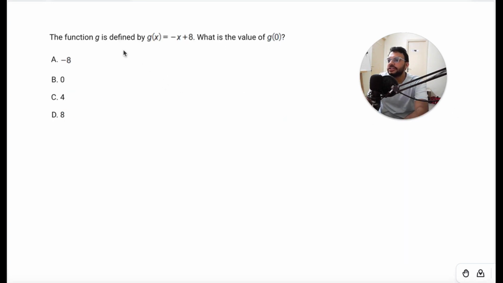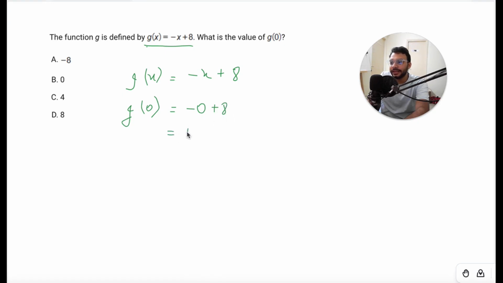The function g is defined by g of x is equal to negative x plus 8. What is the value of g of 0? So g of x is given to be negative x plus 8. G of 0, that means the input becomes 0. Instead of x, it will be a 0. So negative 0 plus 8, or simply an 8. Option D. Okay. The next one.